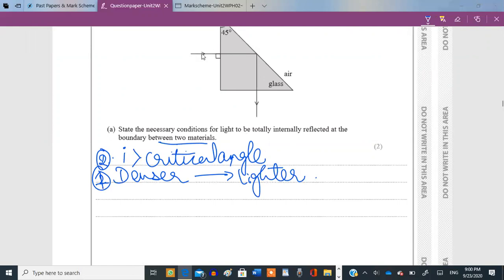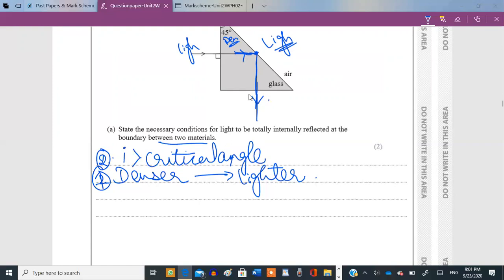And if you look at this ray over here, we are moving from lighter to denser. Over here, no reflection is occurring. But in here, you are moving from denser to lighter back. So now the condition is fulfilled. Moving from denser to lighter, since the angle of incidence is going to become greater than the critical angle, it is going to become totally internally reflected.